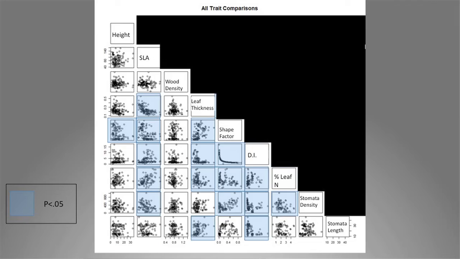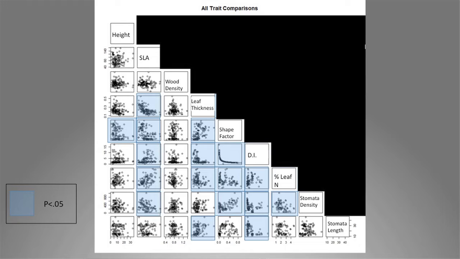Interestingly, you can see relationships between the stomates, the stomatal length and stomatal density, and leaf thickness, which might not be as closely related to the other traits. So we also have a lot of these unknown relationships between all these different traits.